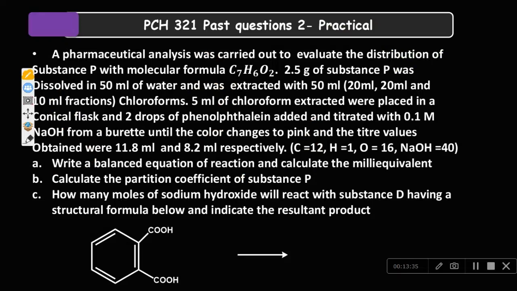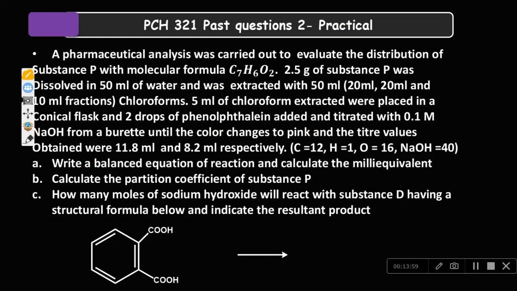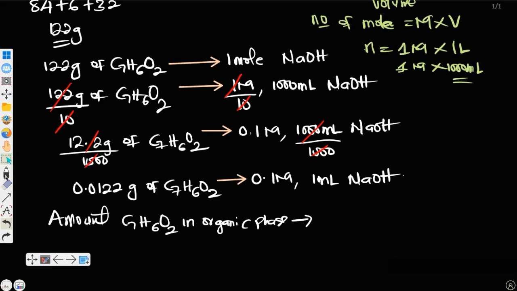Now, you are going to come back to the titer value. What did I say the titer value for organic phase should be? 11.8 ml, because they say the titer values were obtained. For the organic phase, I'm going to take 11.8 ml. Alright? So you come here and say, for the organic phase, if 0.0122 gram of benzoic acid reacted with 1 ml of sodium hydroxide, the organic phase is 11.8. So 11.8 ml is going to react with what? X. When you cross multiply, it will just be 0.0122 multiplied by 11.8 ml.